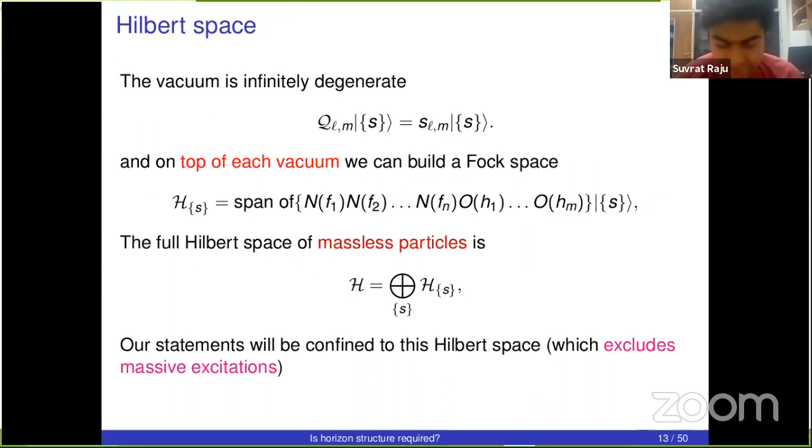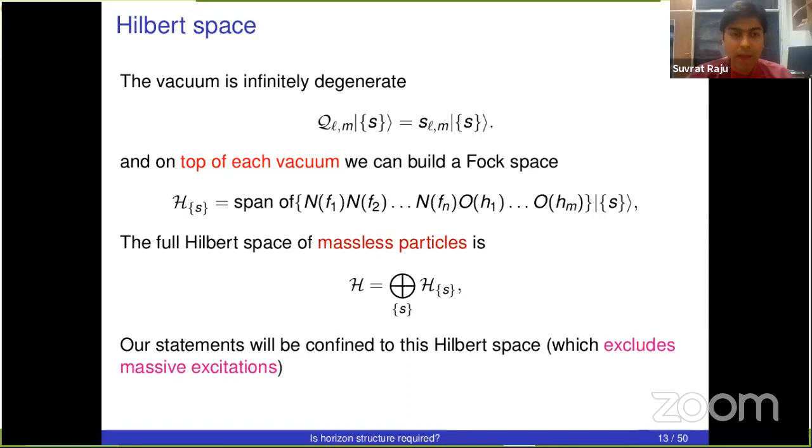Okay, now, as I said, one thing we've learned to appreciate more is that the vacuum in four-dimensional flat space is infinitely degenerate. And in fact, you could classify the different vacua by their eigenvalues under these supertranslation charges. And given a particular soft vacuum, you can build a full Fock space on top of that vacuum by acting with the news operators and also with these matter field operators and any other massless fields you have in the theory. And that gives you the usual construction of a Fock space on top of a vacuum.